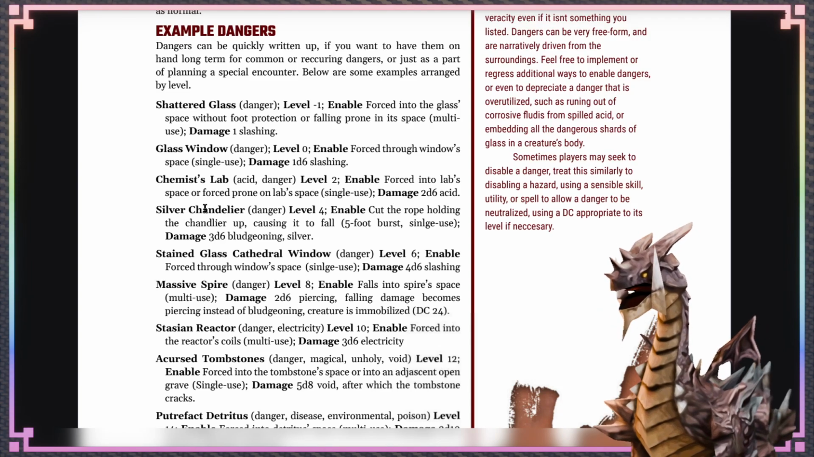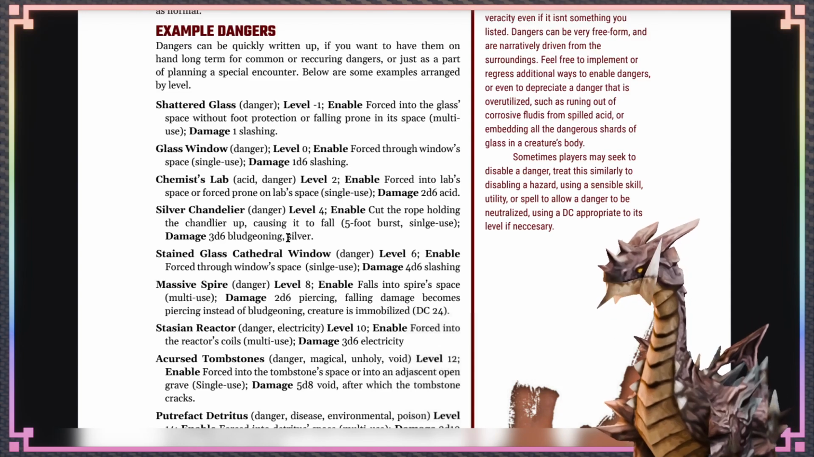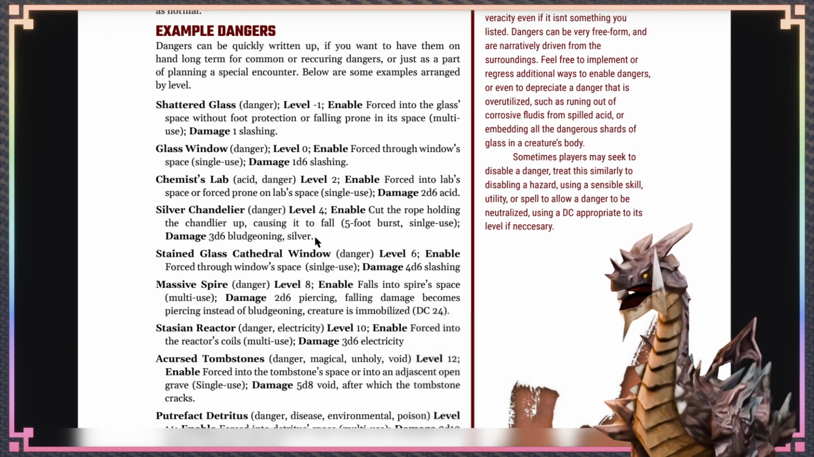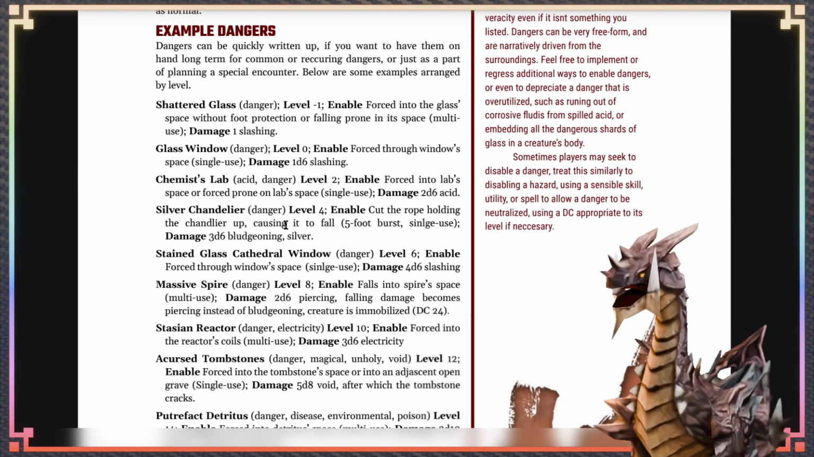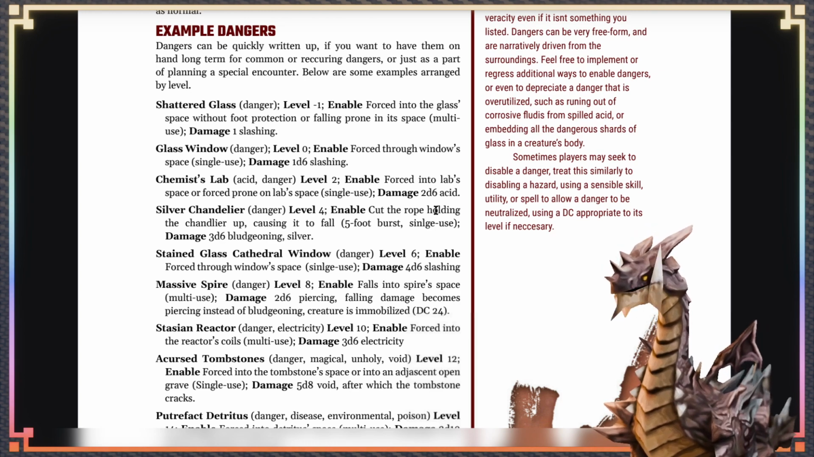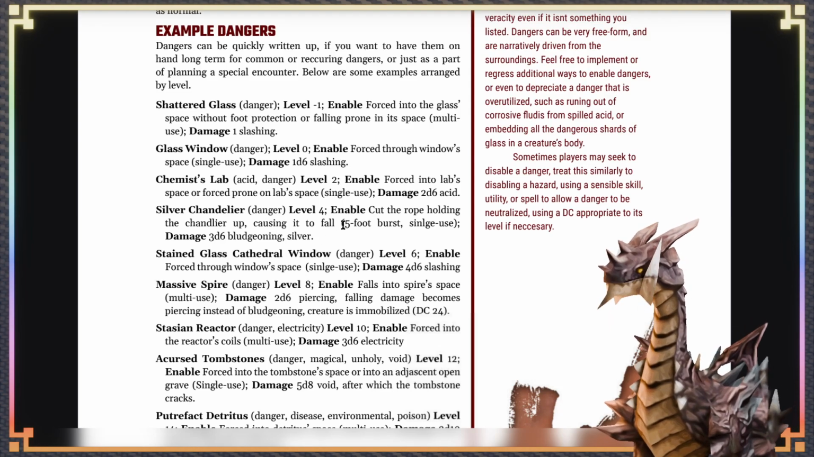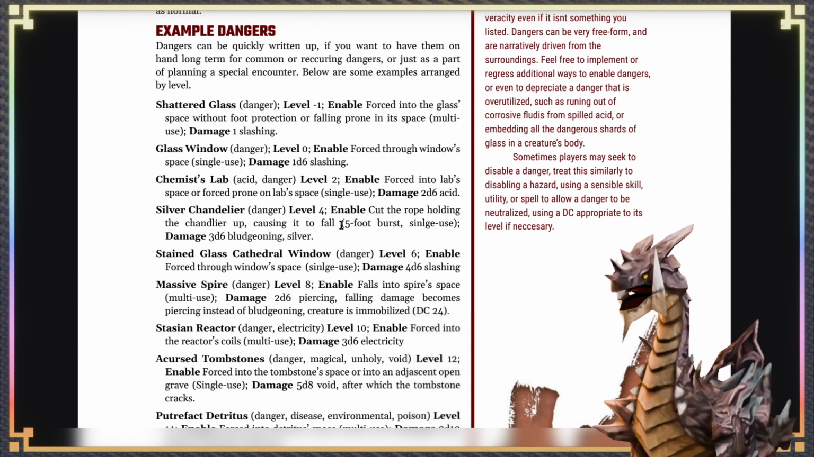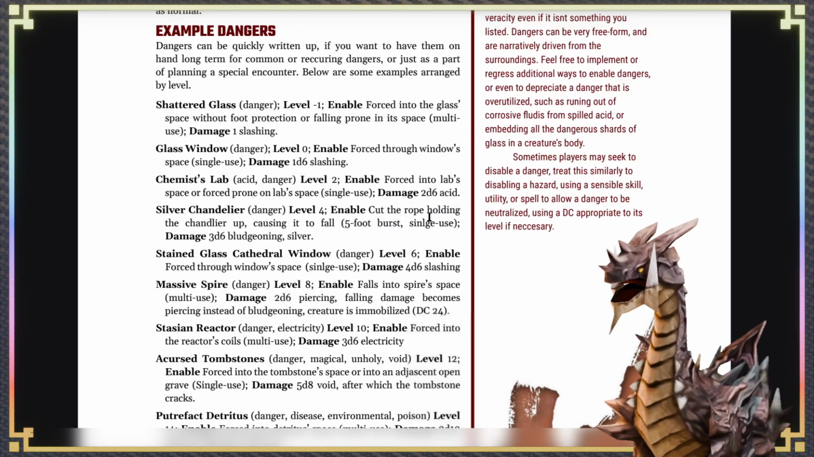Silver Chandelier. I made this one to show that you can implement special materials for set piece encounters. So say you're fighting a devil in a ballroom, you might be able to drop this silver chandelier on them for damage that isn't reduced by their reduction of physical damage. It's enabled by cutting the rope holding the chandelier up, causing it to fall in a 5-foot burst, and it's single use. So I wanted to show that this one can show that they cover more area than normal.